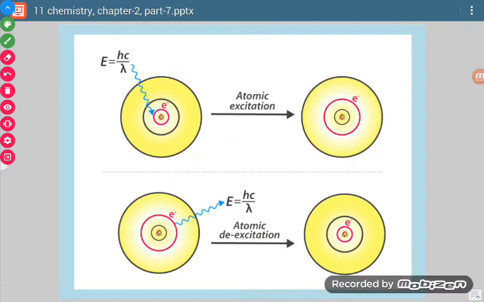Now see this diagram. This is the energy of radiation which we have incident on an atom. Now the electron is here, which is marked as red.